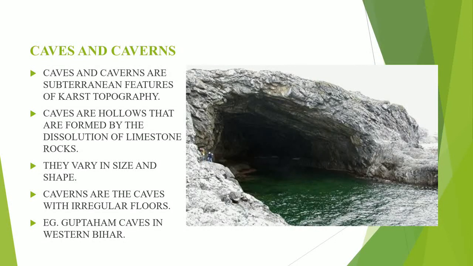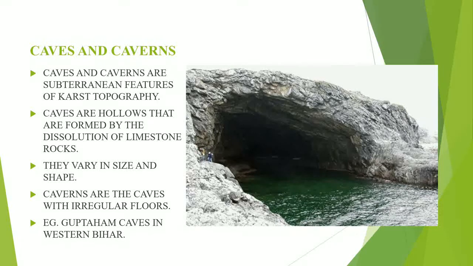When the hard rock is mixed with limestone, it will be dissolved by the groundwater. When it dissolves, a hollow shape is formed between the rocks, so it gives way from one side to another side. That is called a cave. They vary in size and shape, because it depends upon how much limestone has accumulated inside the rock. Caverns are caves with irregular flows.